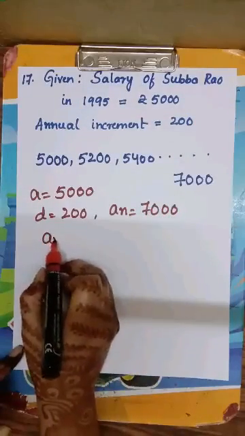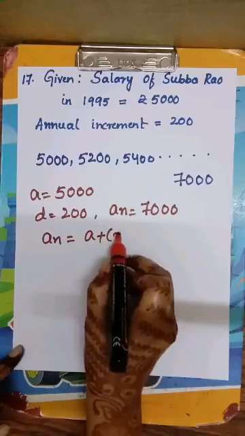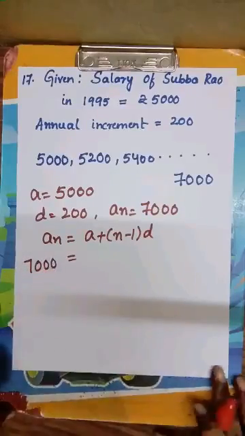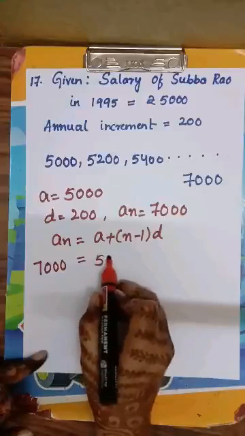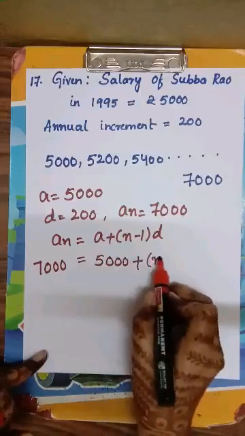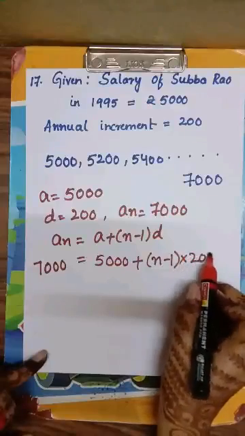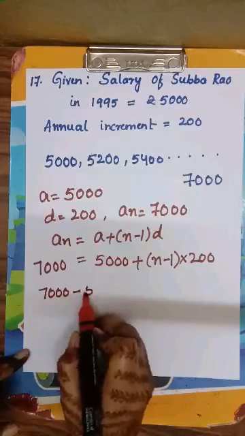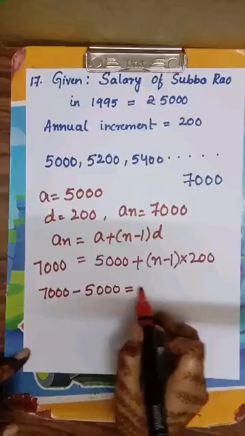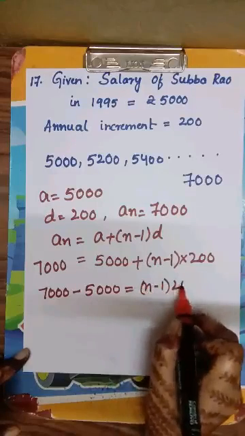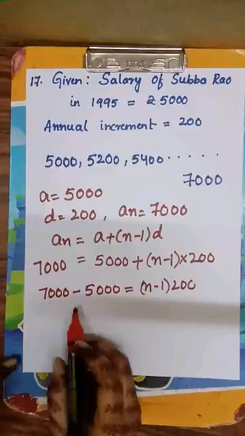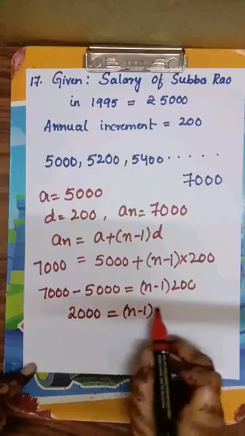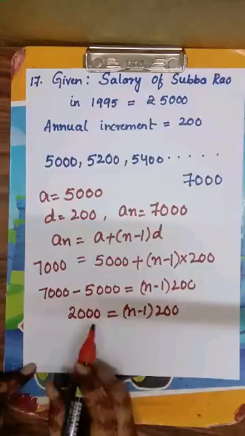Simple substitution. An is equal to A plus n minus 1 into D, that is 7,000. 7,000 is equal to 5,000 plus n minus 1 into 200. So 7,000 minus 5,000 is equal to n minus 1 into 200. 7 minus 5 leaves 2,000, equal to n minus 1 into 200. The multiplication goes to the other side as division.